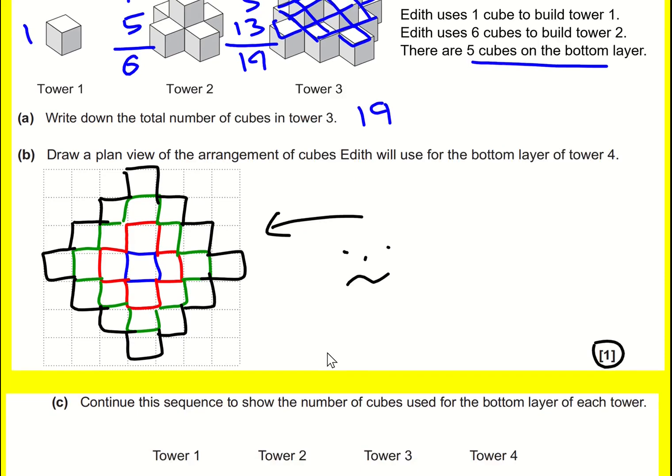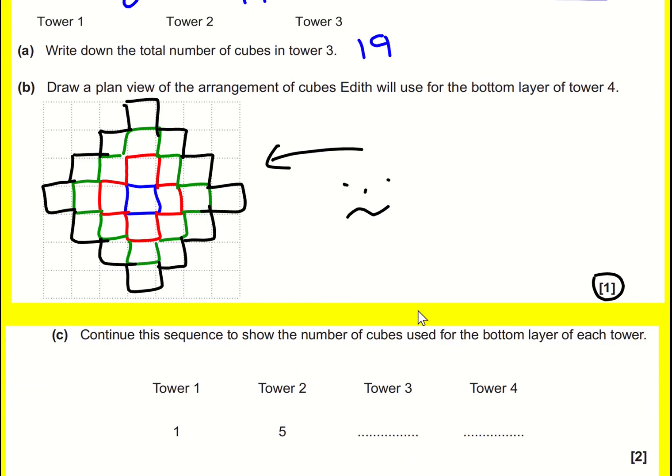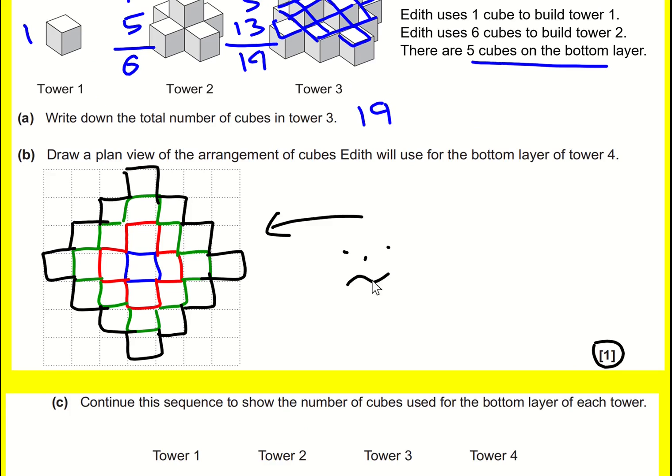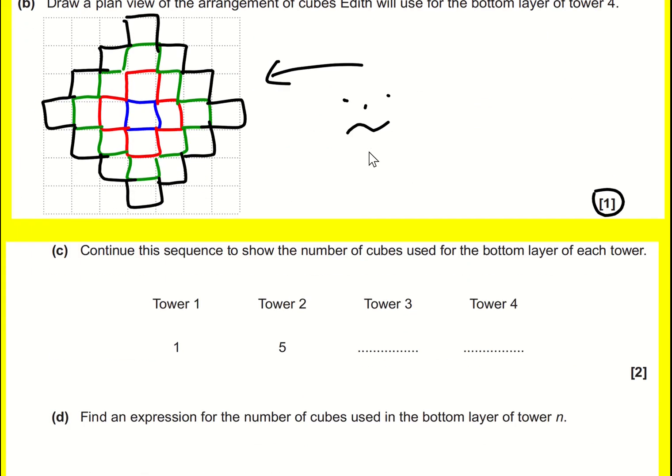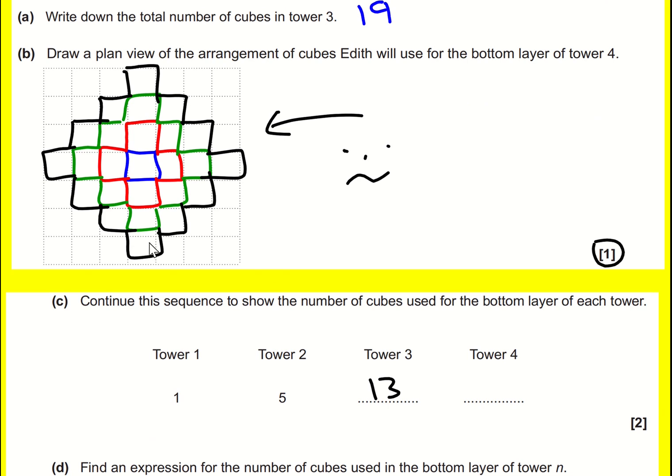Okay, so I now want to work out the number of cubes in each of the bottom layers. For tower 3, we've already worked it out. It was 13. For tower 4, I could count these now. I could do 1, 2, 3, 4, 5, 6, 7, 8, 9, 10, 11, 12, 13, 14, 15, 16, 17, 18, 19, 20, 21, 22, 23, 24, 25. Could I have done that more quickly? I probably could have, but I've counted the squares.